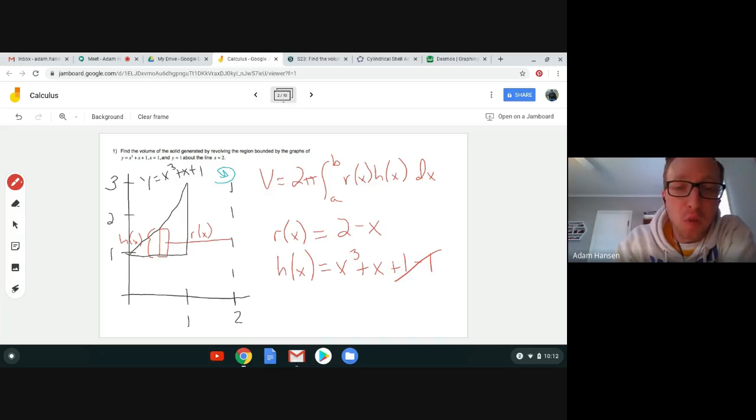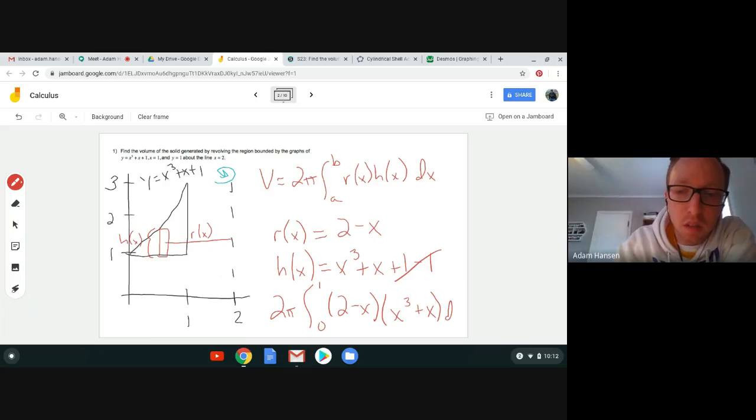So the volume is going to be given as 2 pi times the definite integral from 0 to 1 of the radius times the height. So quantity 2 minus x times x cubed plus x dx. Let me pause there for a minute before we start evaluating that. Are there any questions on getting this set up?